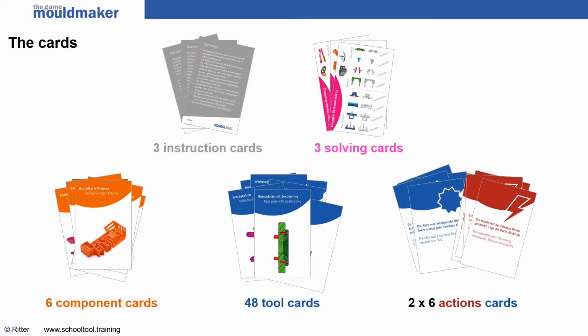The card play consists of 72 cards, which means 3 instruction cards, 3 solving cards, 6 orange component cards, 48 tool or mold cards, and 2 times 6 action cards. 6 of them are blue and 6 of them are red with the flash on it.